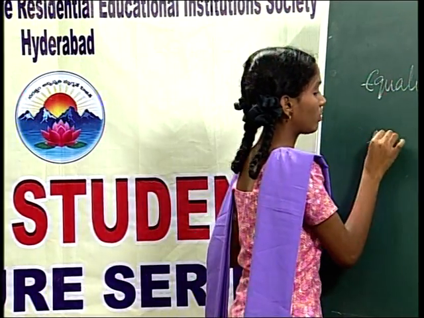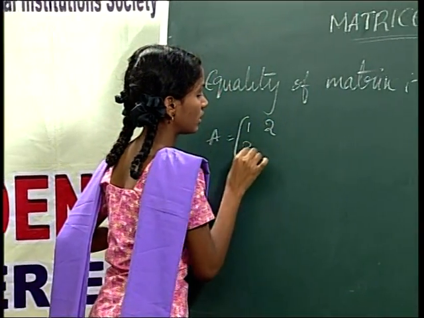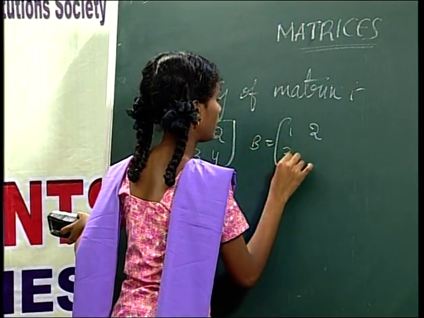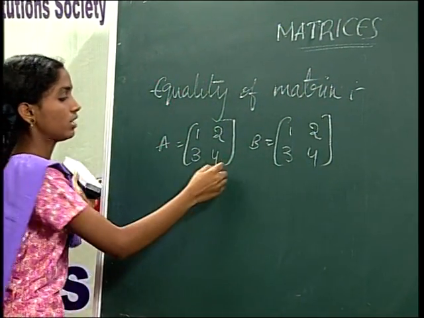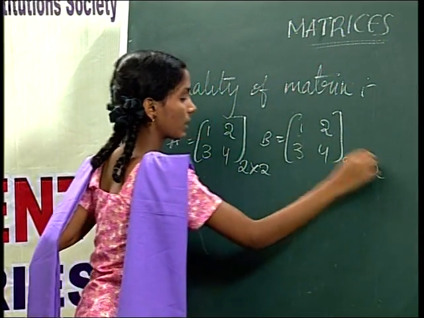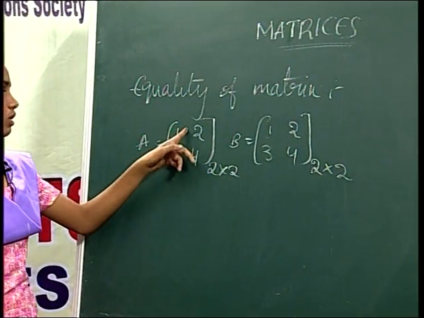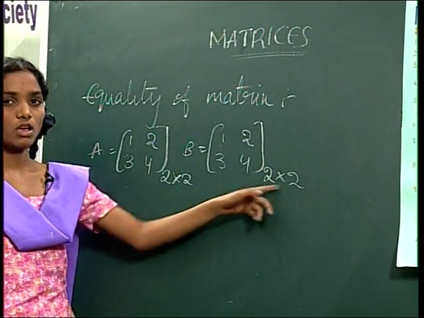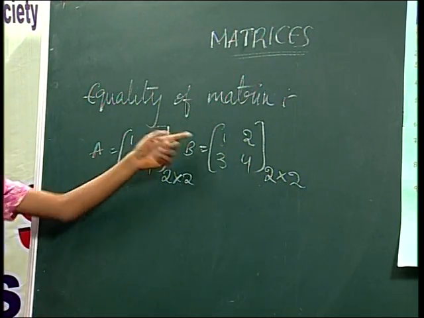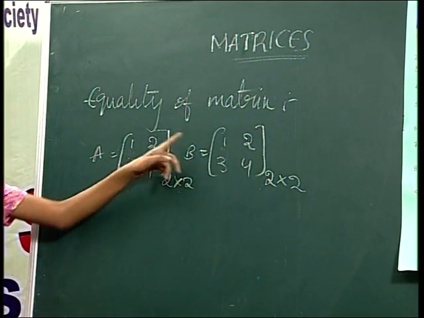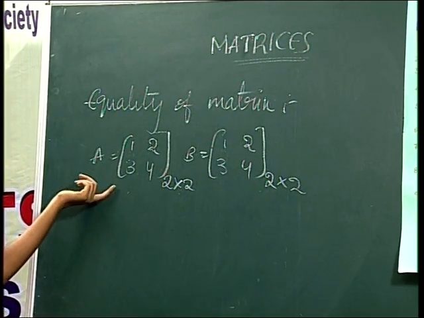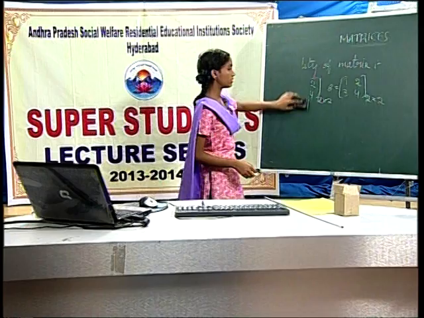See here, A equals 1, 2, 3, 4 and B equals 1, 2, 3, 4. Here the order of the matrix is 2 by 2, and here the order of the matrix is 2 by 2. How many rows? 2 rows, 2 columns. The order of the matrices is equal. And the corresponding elements, corresponding means same position in the two matrices: 1 and 1, 2 and 2, 3 and 3, 4 and 4. The corresponding elements are also equal. So, it is an equality of matrices.